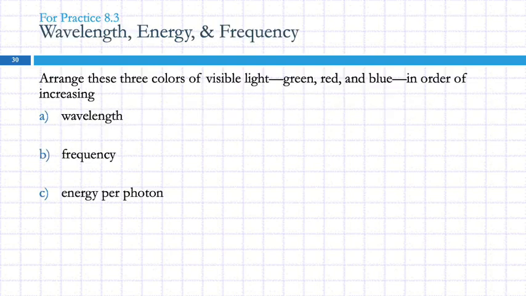Arrange these three colors of visible light, red, green, and blue, in order of increasing wavelength, frequency, and energy per photon. So I'm going to show you how you can do this without having to memorize the electromagnetic spectrum. Personally, I find it difficult to memorize a picture, right? There's all these things in there. So if I needed to do this question, this is where I would start.